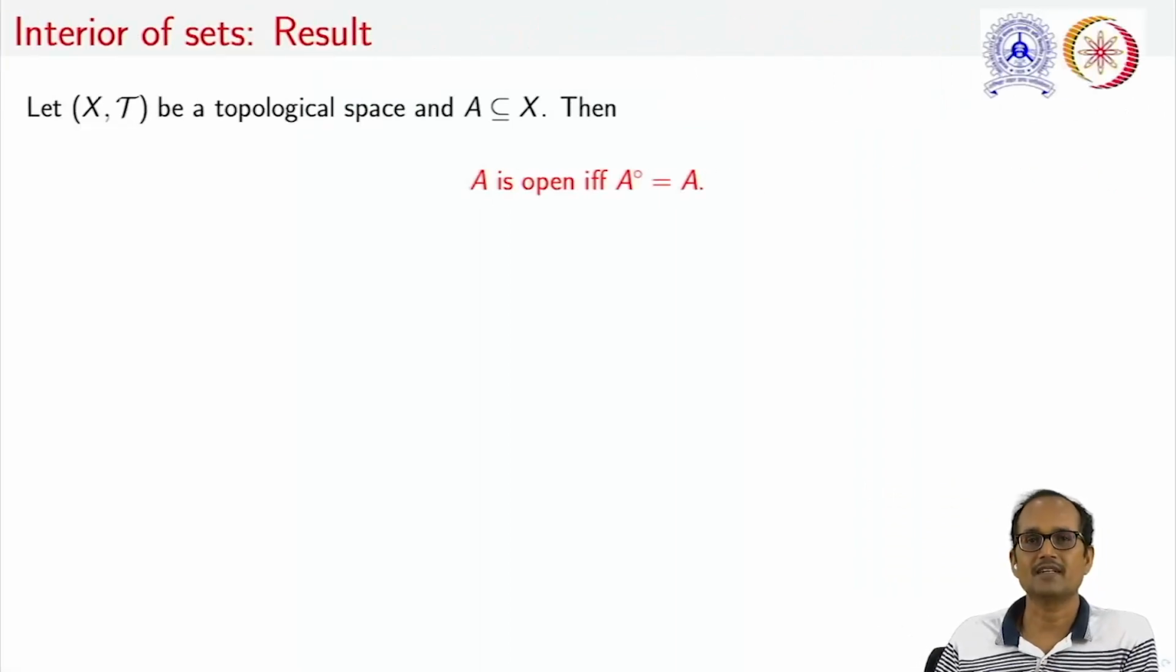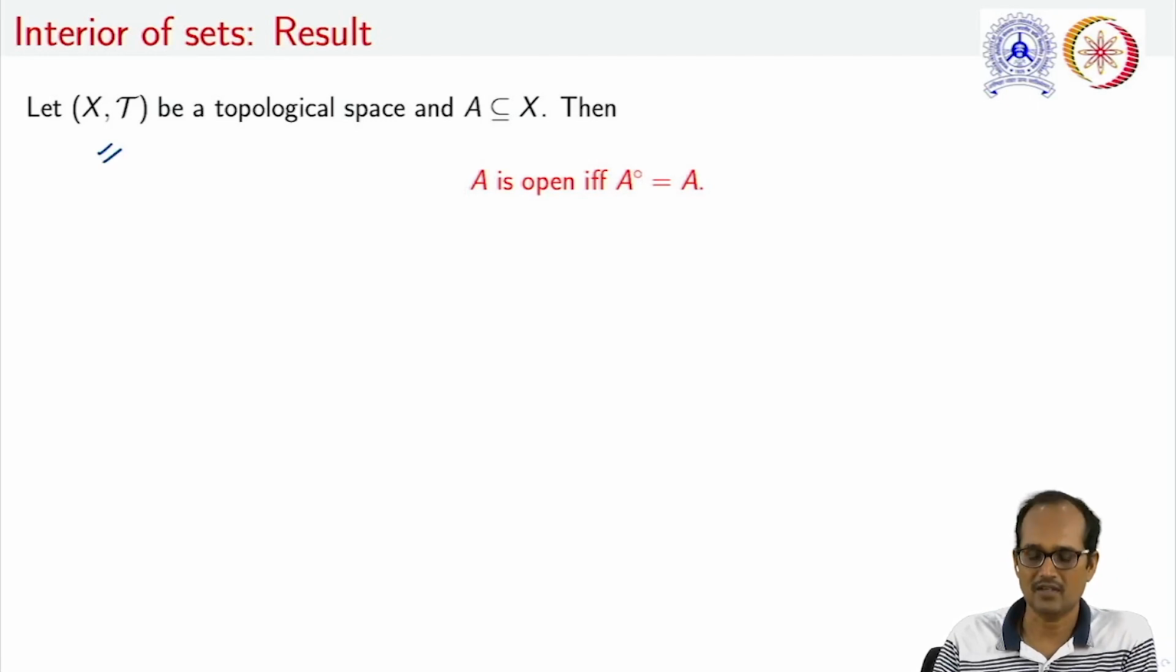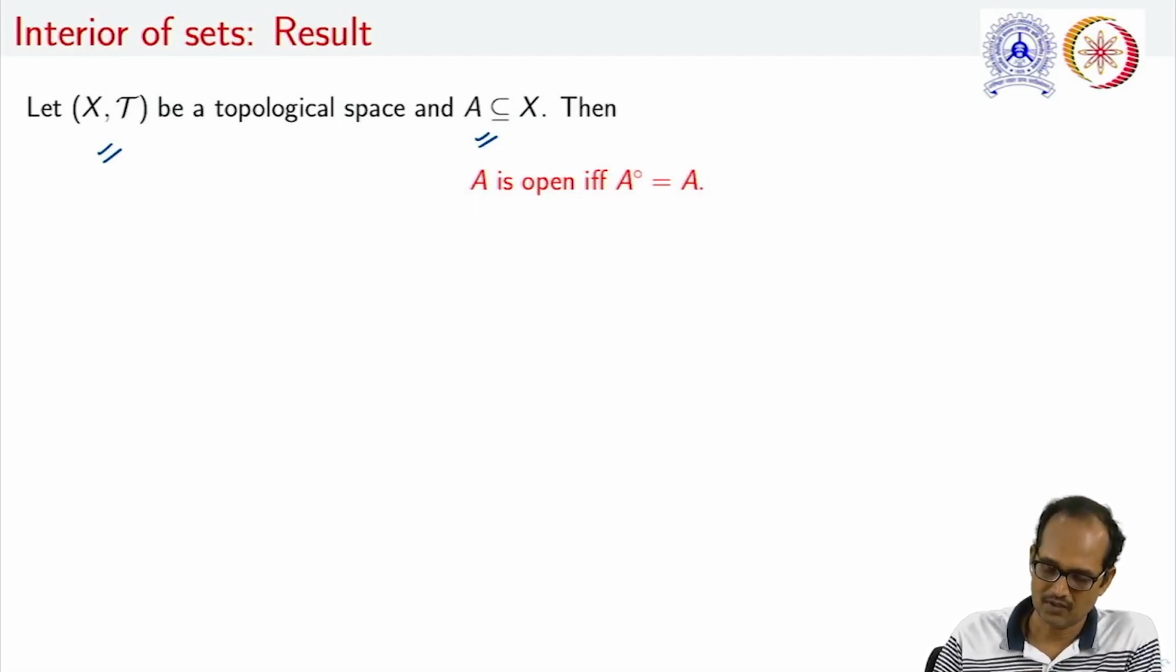Coming to this characterization of open set by using the concept of interior, we say that if (X, tau) is a topological space and A is a subset of X, then A is open if and only if A interior equals A. The first direction is simple. Whenever A interior equals A, note that A interior is open and therefore A is also open. That's why this is the simple one.